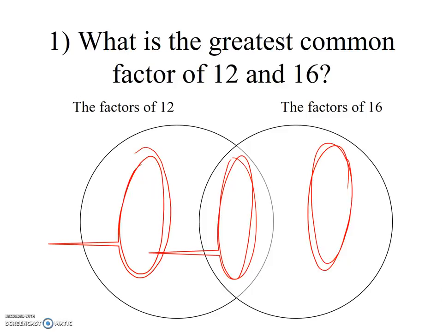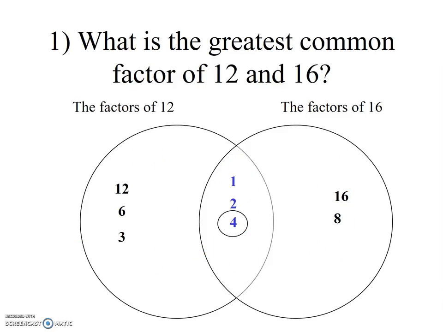Okay, let's see how you did. When you've listed all the factors and put the common ones in the middle, you should have found that the GCF of 12 and 16 is 4.